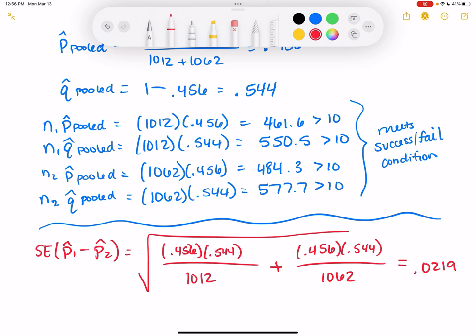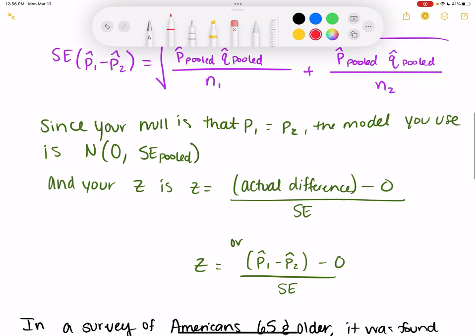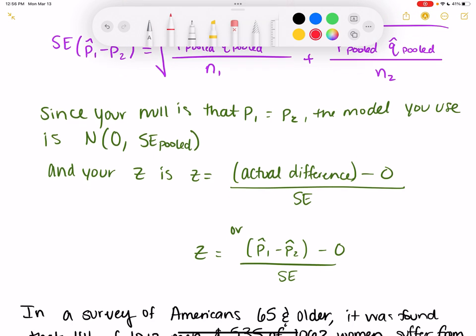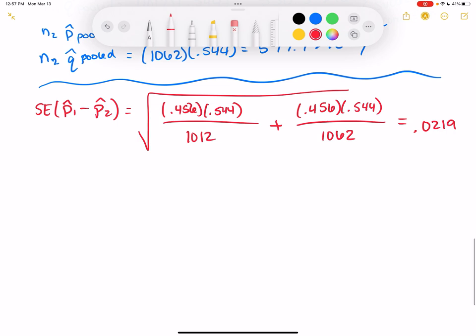Okay, now the next thing that we would do is find p hat 1 minus p hat 2 and then use the number we just found for standard error. That's the square root, and it goes on the bottom to solve it, which I don't have worked out over here on the calculator, but I know there's a calculator way to do it, so I'm going to test it in just a second. But p hat 1 minus p hat 2 is going to be 411 over 1012 minus 535 over 1062, and that comes out to be minus 0.097.